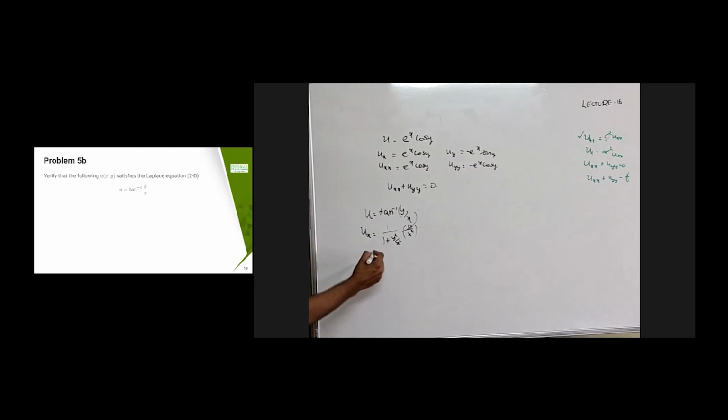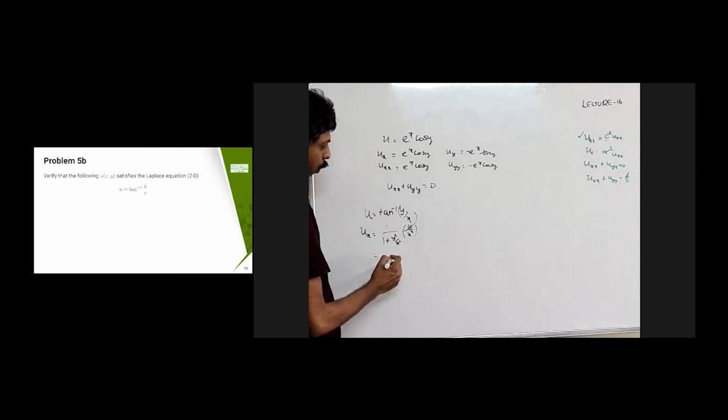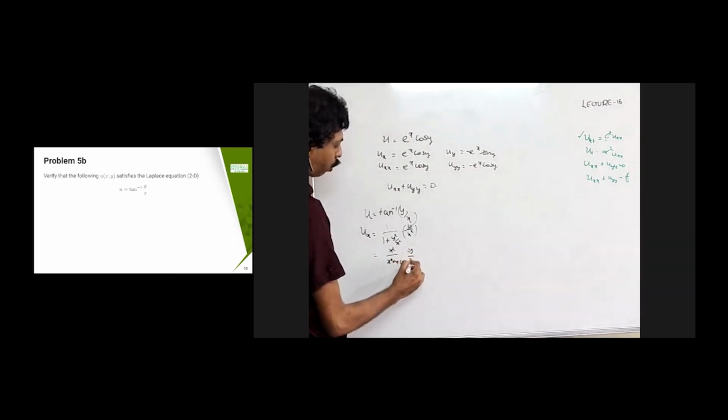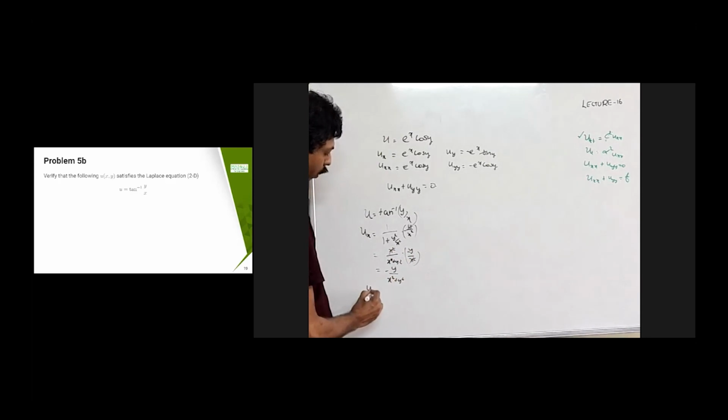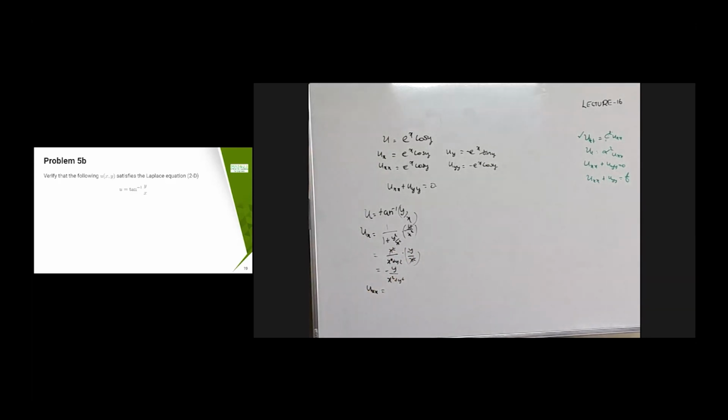Now what is ux? So this I can simplify. This is going to become like 1 by x square plus y square into x square divided by minus y by x square is going to come. So x square cancels. So you are going to get minus y by x square plus y square. What is uxx? You can tell me the answer.